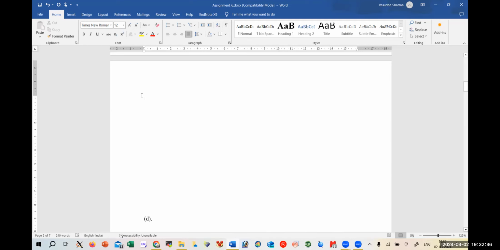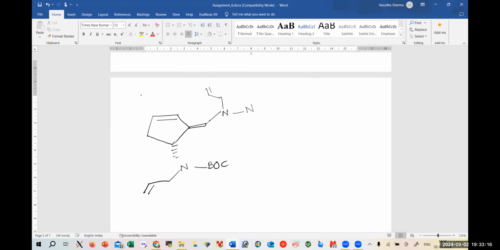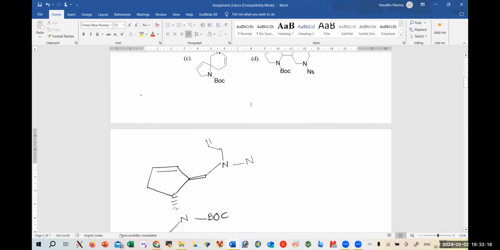So here, if I am having a group, please try by yourself also. We are having this N-Boc and one alkene group here, and the other part is N, and this is some other group, NS.